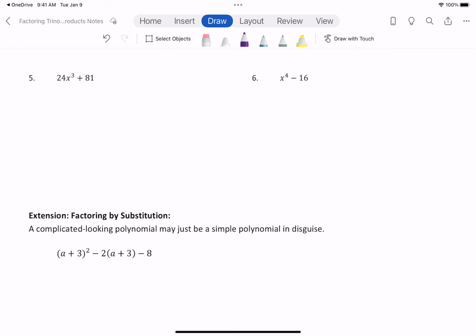Okay, we're almost home free. Here's the last installment of this lesson. So for number 5, the first thing I notice is there are 2 terms.